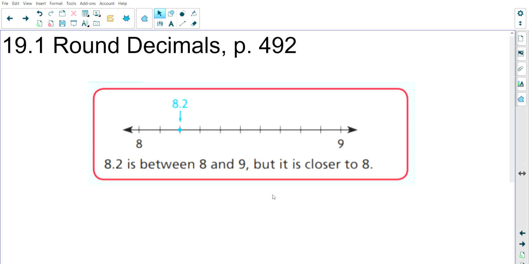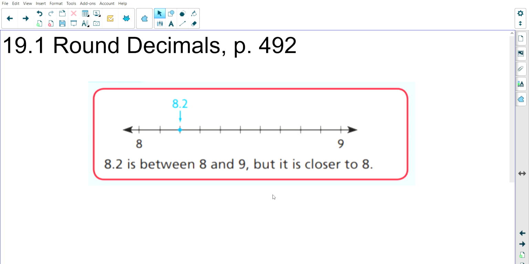At this point in time, you should have finished Chapter 18 review and taken Chapter 18 test. We're going to be starting a new chapter today, Chapter 19. In this chapter, we are going to learn how to add decimals. Before we do that, though, we're going to do a quick review on rounding. Today's lesson is Lesson 19.1, Round Decimals, from page 492.